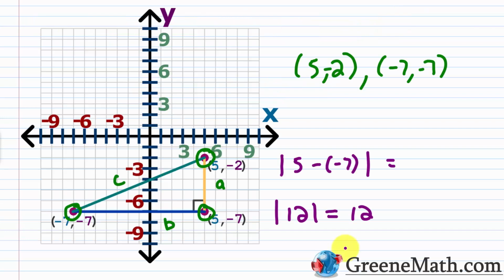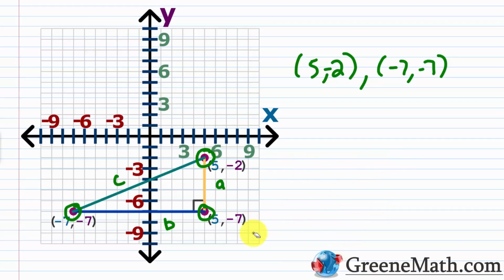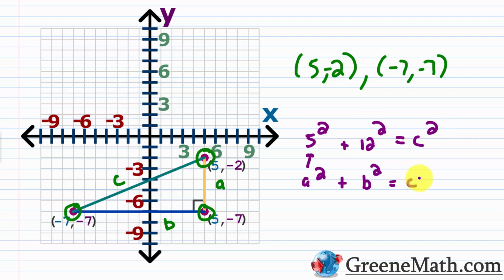Okay, so once we know that leg A's measure is 5 and leg B's measure is 12, well, then I can plug into my formula, right? So I can say that this is A. So 5 is A, and we're squaring that. Plus B is going to be what? It's 12, so we're squaring that. This is equal to C squared, okay? C squared. And in this case, we just relabeled C with D for distance. That's all we did. So let's just label this as D. It doesn't matter. We're just changing the variable's letter, but it means the same thing, okay?